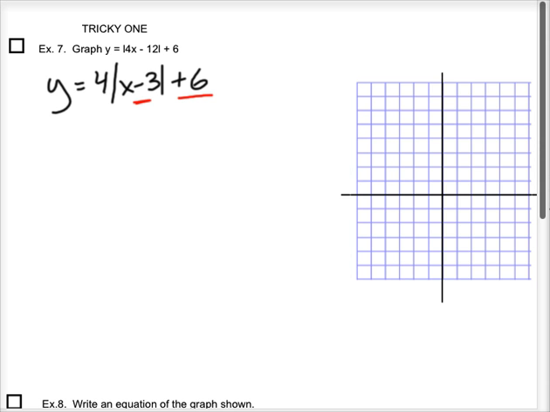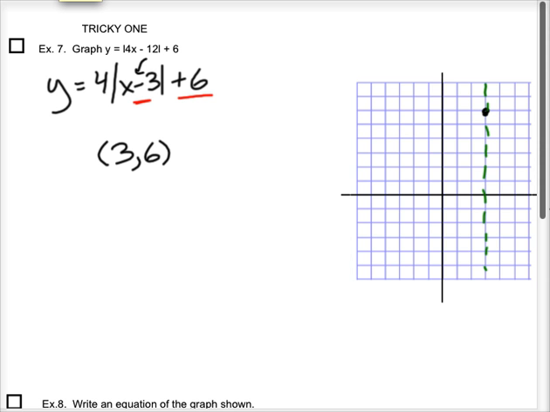So, remember, a negative with the x means it's being shifted to the right 3, and that positive 6 means it's going up 6. So I'm going to plot that first. 3, 6 puts me right there.